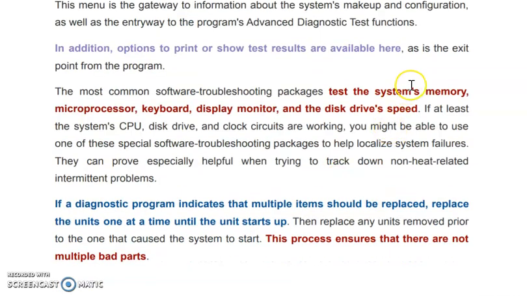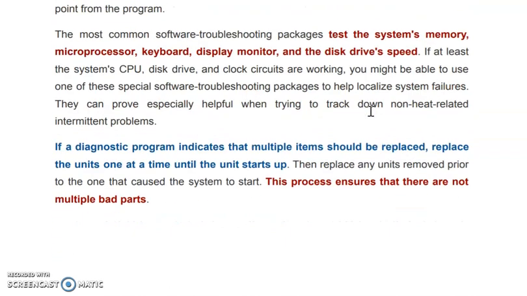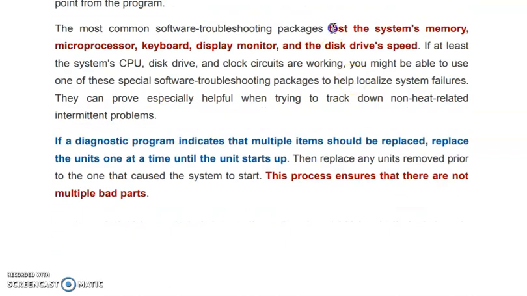So it is used to test the system memory. Suppose your memory is 4 GB, it checks whether the total 4 GB is used properly or whether it is giving an out of memory problem. Then the processor, then your keyboard, display, monitor, and drive speed. So this package includes mostly these components. Along with that, it might include others also.